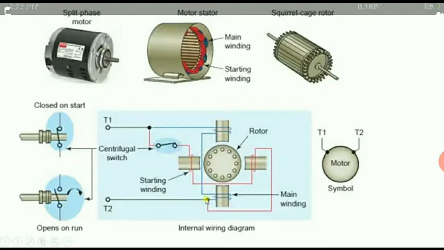In the motor stator, there are two windings, the main winding and the starting winding. The squirrel cage rotor is also represented. There is one centrifugal switch to close or start the starting winding. The starting winding runs at the starting period, while the main winding is the permanent winding. The starting winding is used to give torque, as the single phase induction motor has zero starting torque. The centrifugal switch is automatically switched off when the motor comes into running condition.